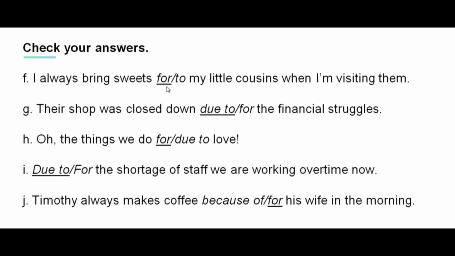I always bring sweets for my little cousins when I'm visiting them. Their shop was closed down due to the financial struggles. Oh, the things we do for love. Due to the shortage of staff, we are working overtime now. Timothy always makes coffee for his wife in the morning.